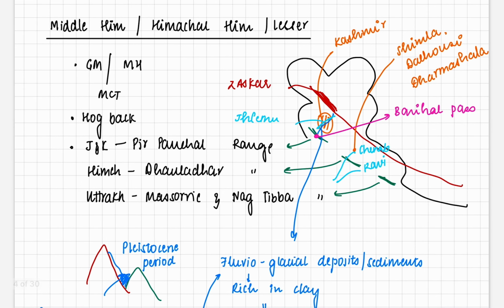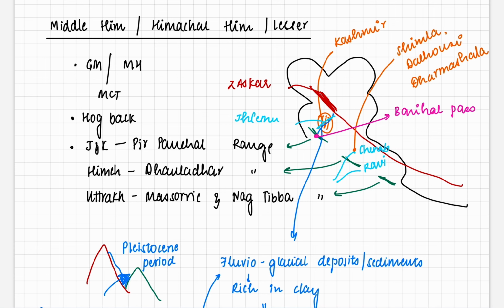The Middle Himalayas are known by various names. In J&K, they are known as the Pir Panjal range. In Himachal, they are known as the Dhauladhar range. And in Uttarakhand, they are known as the Mussoorie or the Nag Tibba range. There's also the presence of Banihal Pass in Pir Panjal. The Kashmir Valley is between the Zaskar or the Great Himalayas and the Pir Panjal range.